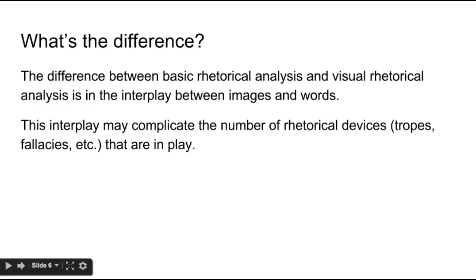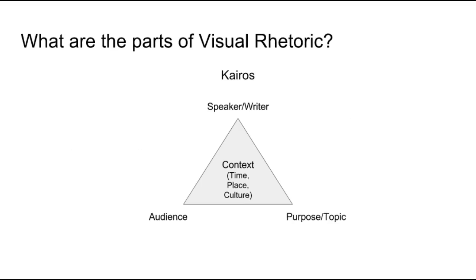So what's the difference between that and regular rhetoric, the regular written rhetoric that we're looking at? The difference between basic rhetorical analysis and visual rhetorical analysis is in the interplay between images and words. Sometimes the image and the words, when they are conflicting or when they are supporting each other, may complicate the number of rhetorical devices, tropes, fallacies, etc. that are in play.